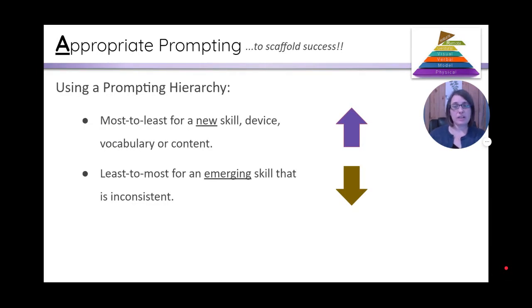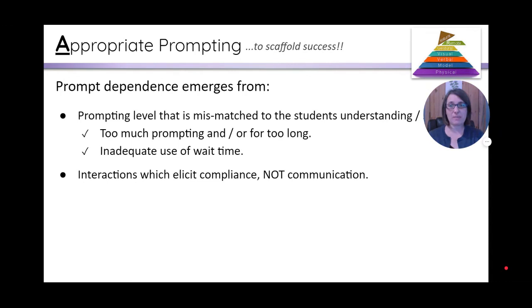A prompting hierarchy, the way that we use this is we start with the most support to the least amount of support when we're introducing a new skill. This gives positive practice and helps with the learning. But once the expectation of a skill is established, then we want to flip that and use least to most, because that gives kids the opportunity to do as much as possible on their own without prompting. And then we meet them where they are and help them the rest of the way.